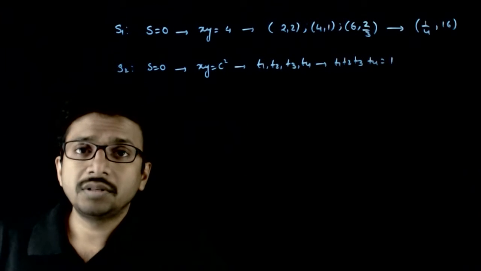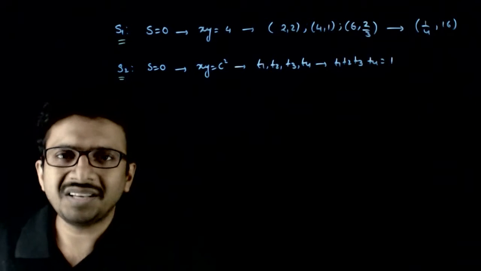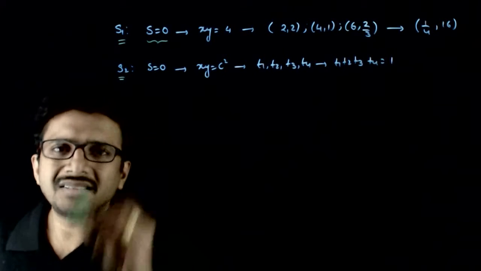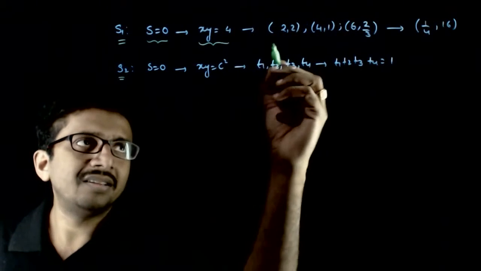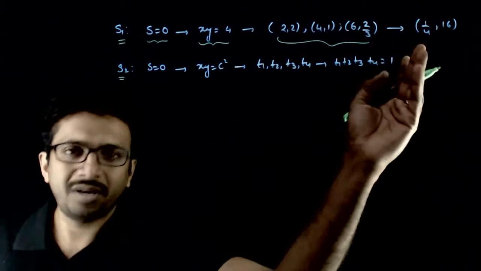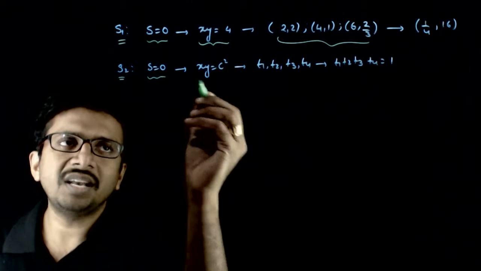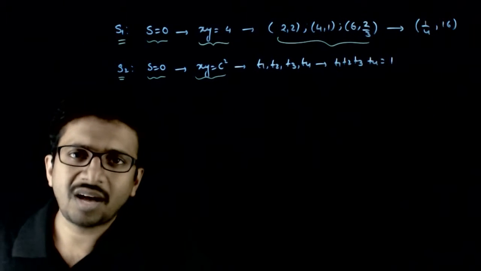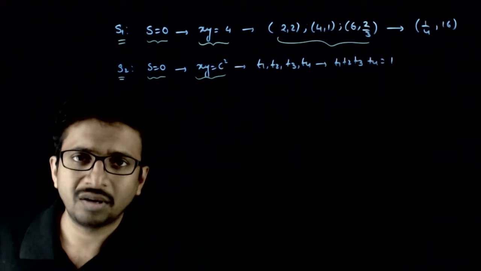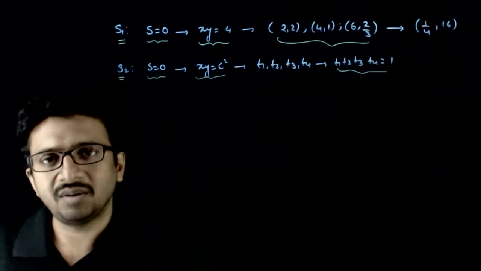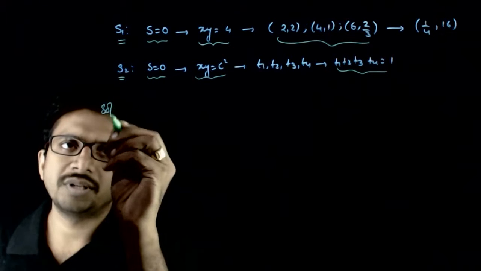So welcome students. In this question, you're given two statements. The first statement is, if a circle S equal to 0 cuts a hyperbola xy is equal to 4 at these 3 points, then the fourth point will be 1 by 4 comma 16. And the second statement is, if a circle cuts this hyperbola xy is equal to c square at 4 points whose parameters are t1, t2, t3 and t4, then the product of the parameters is equal to 1. You have these two statements. Just need to check whether they are true or false.